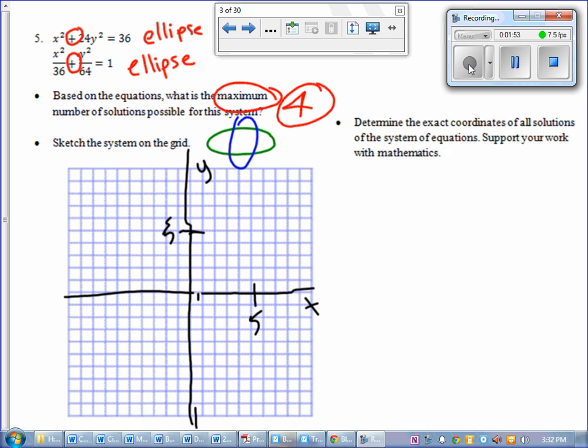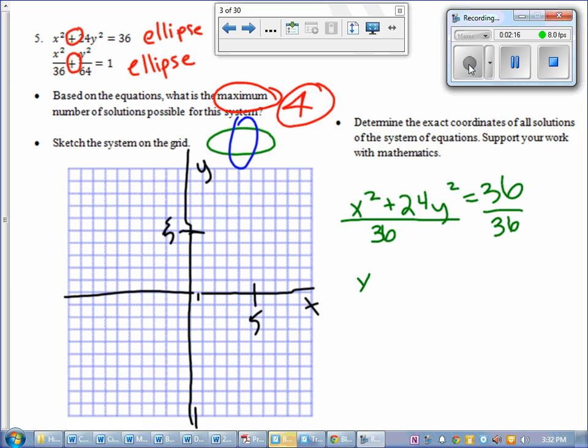Now the first equation is not written into standard form. So the first thing we have to do is rewrite the equation into standard form. That equation is x squared plus 24y squared equals 36. Standard form means that the equation equals 1. So to make it equal 1, we are going to divide by 36. What you do on the right side, you must do on the left side.